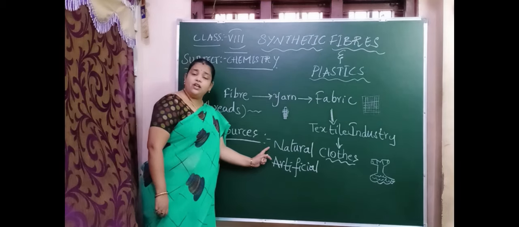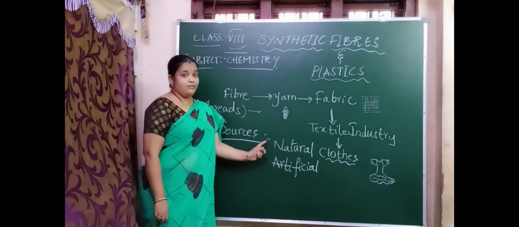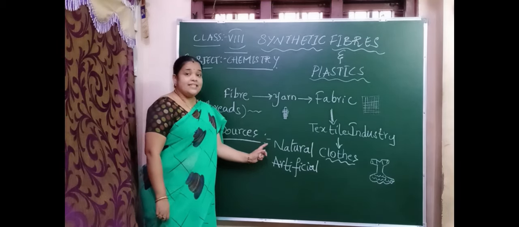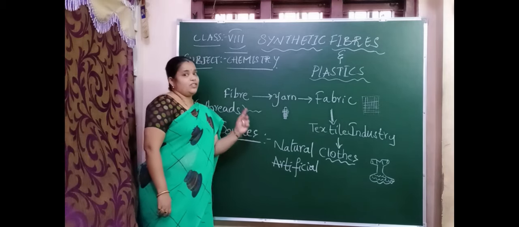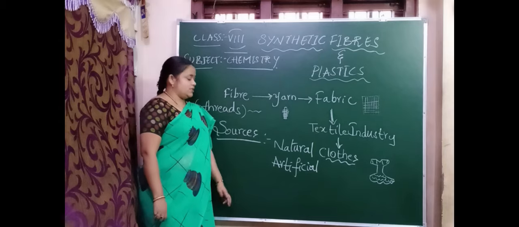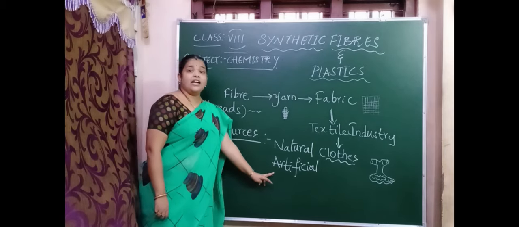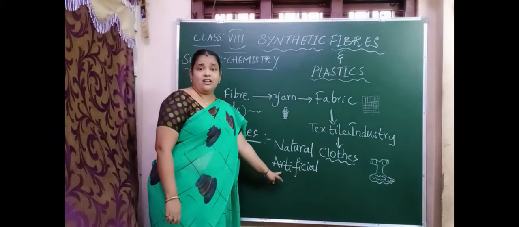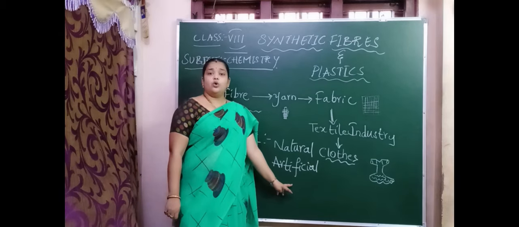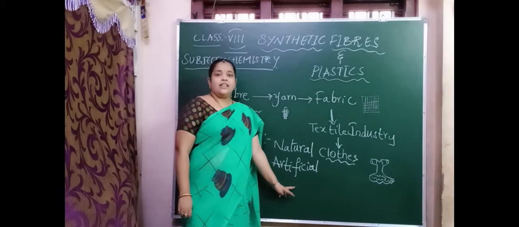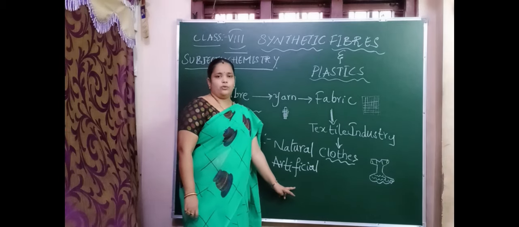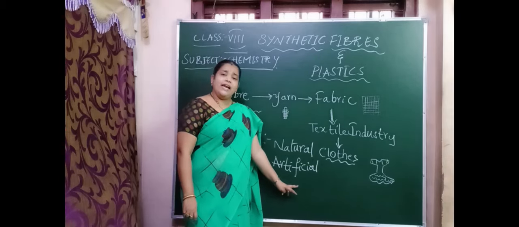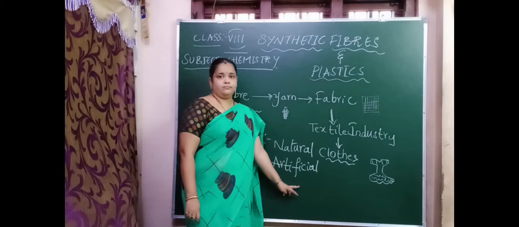What are the natural fibers, children? Cotton, which we get from the cotton seed, silk, which we get from the silkworms, and wool, which we get from animals. So we can also see artificial fibers. These artificial fibers are also known as synthetic fibers. These synthetic fibers are of many types, as we all know, rayon, nylon. Let us learn in detail.